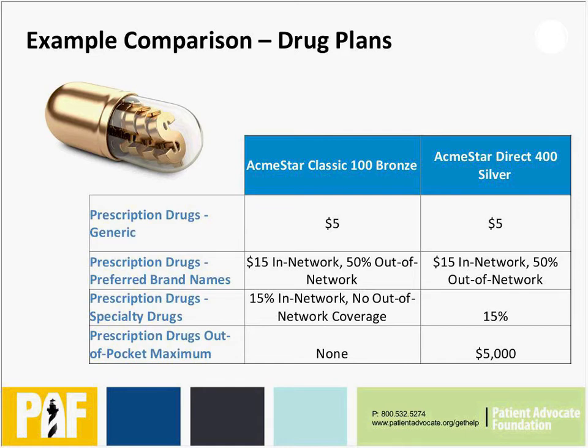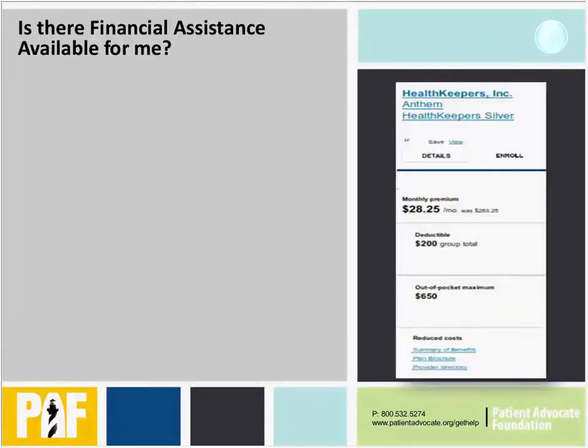Same with prescription drugs: if you look at the out-of-pocket maximum on these two plans, the bronze doesn't have one, so you're going to continue to pay $5, $15, or 15% of your drug costs for the entire year, where the silver plan actually has a cap of $5,000, and once you've reached that, you're not going to pay for prescription medicines anymore until the end of the year.